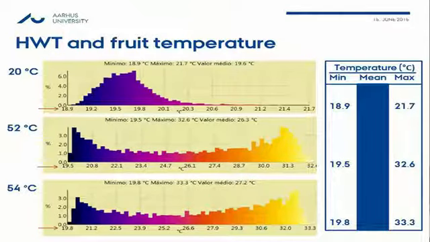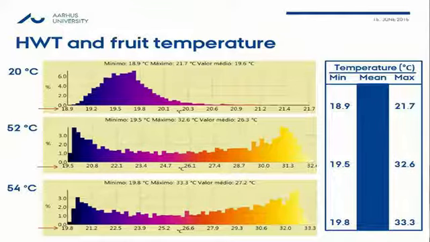Then we look at this histogram, and you can see the distribution of the different temperatures inside the fruit. Of course, when we used the hot water, there were more pixels in the picture that had the high temperature. And when we look at the temperature, you can see the minimum temperature we measured, inside the fruit near the core, was a little bit higher the more heat we applied.